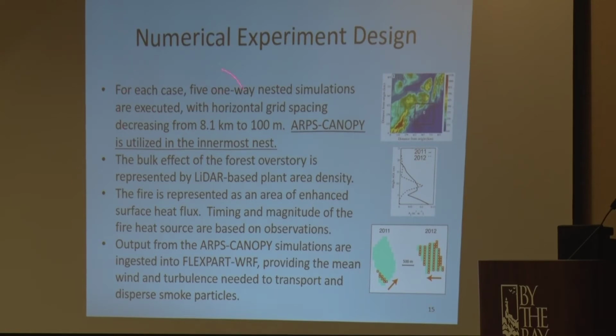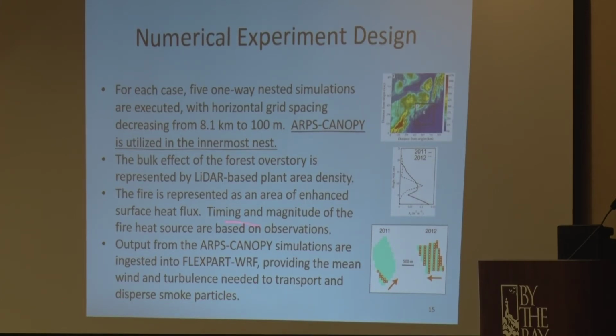This is just to give you a little idea of the numerical design of these experiments. We're representing the forest canopy using LiDAR data, LiDAR-based plant area density data. So we know where the canopy is more dense, we know where there are gaps, and so there's some real ground truth that's going into ARPS canopy to tell us where the forest canopy is, where it's more dense. Again, the fire is that area of surface heat flux. This is the burn unit pattern in the ARPS canopy model. This is 2011. What these orange cells are is the fire at a given point in time. And the fire is coded to work its way through the burn unit with the timing of that based on the observations from the field campaign.